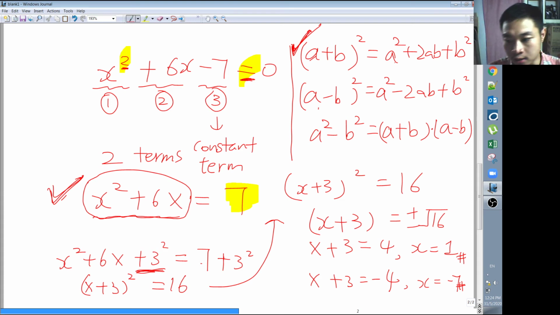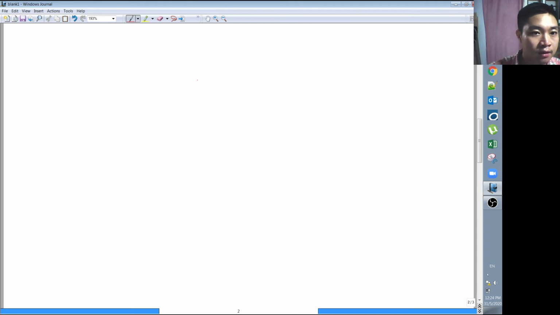Let me continue with one more example to show you once again how you can make use of completing the square to solve quadratic equations. Let me insert another page. Let me write down another question. Okay, this is the question.